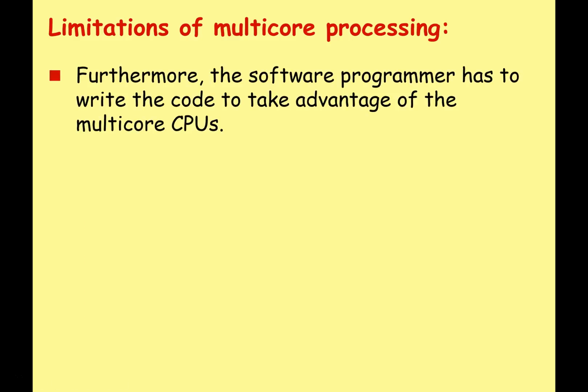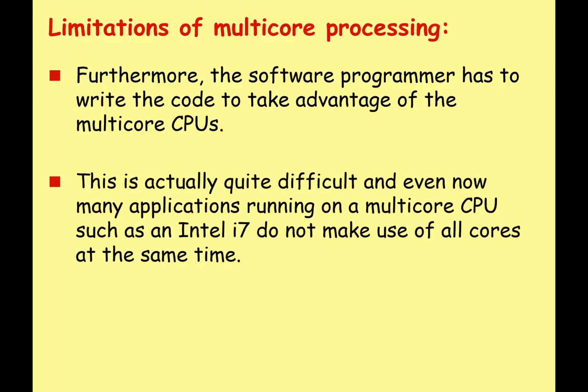Furthermore, the software programmer has to write the code to take advantage of a multi-core CPU system. This is actually quite difficult, and even now a lot of the applications running on, say, an Intel i7 with its 4 cores do not make use of all the cores at the same time. It needs to be a demanding task that's specially written to take advantage of all those cores, that can divide the problem up so that it can be run in parallel. And again, even today, a lot of applications don't make efficient use of multi-core systems.